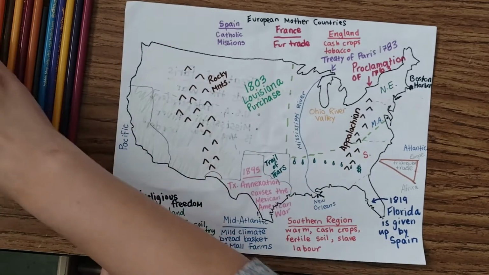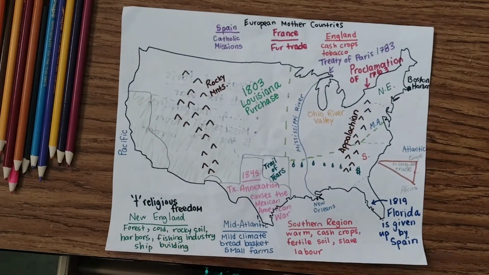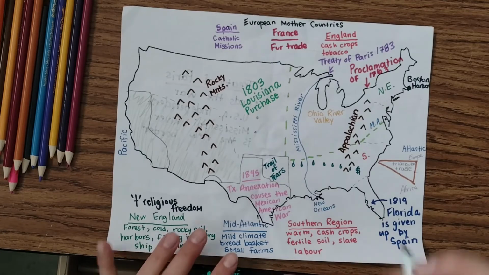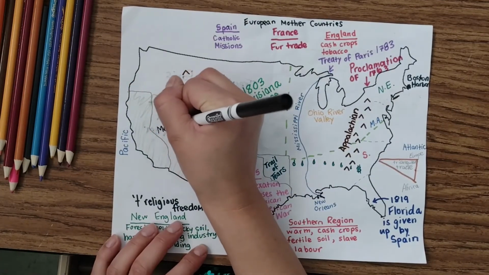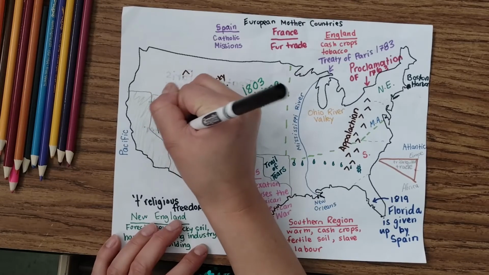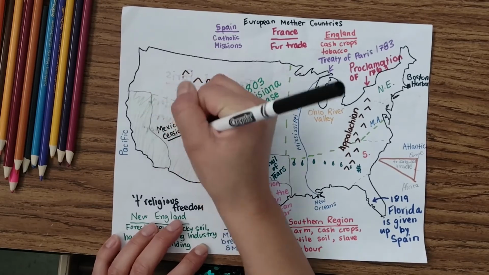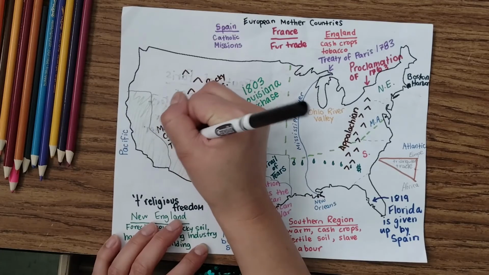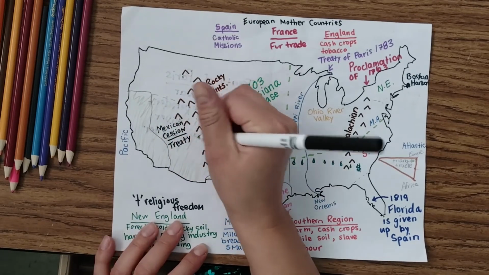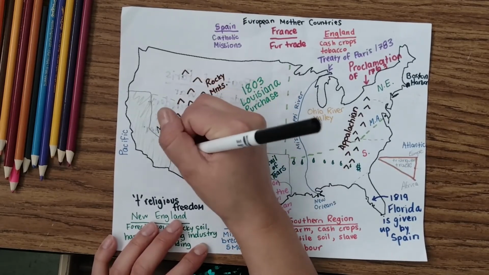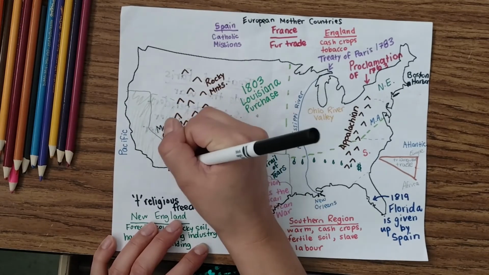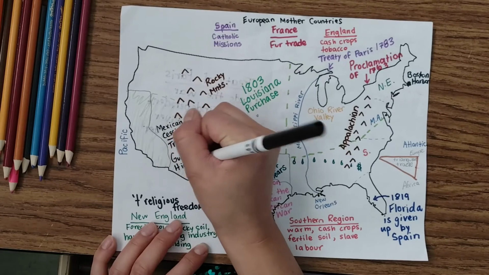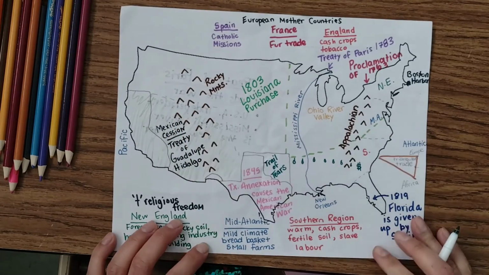And we're going to label it the Mexican Cession. And of course, the Treaty of Guadalupe Hidalgo is what was signed to hand over this land. All right.